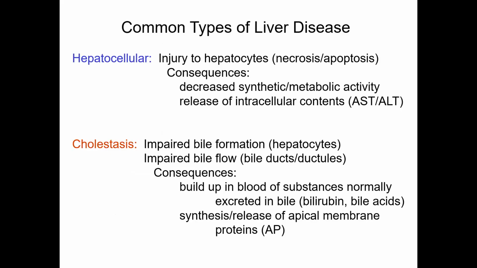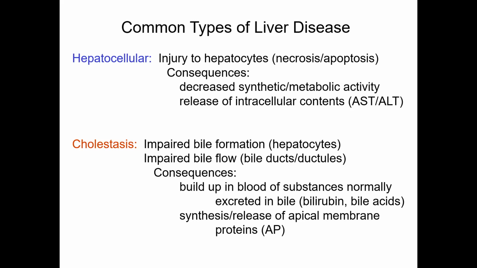So in general, we have two common types of liver disease. One is hepatocellular disease, and the other is your cholestatic disease. Hepatocellular disease refers to injury to the liver cells, particularly your hepatocytes, leading to necrosis or apoptosis, as the case may be. The consequences of this injury will lead to either a decrease in synthetic or metabolic activity of your hepatocytes, or, because of the rupture of the integrity of the membrane of the hepatocyte, it can lead to release of intracellular contents, including your transaminases, your AST and your ALT.